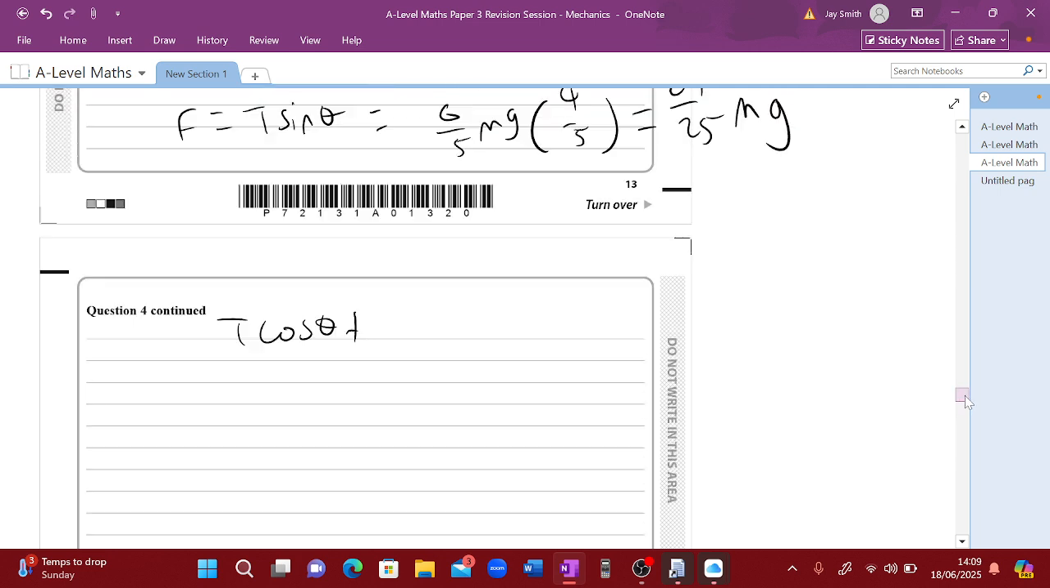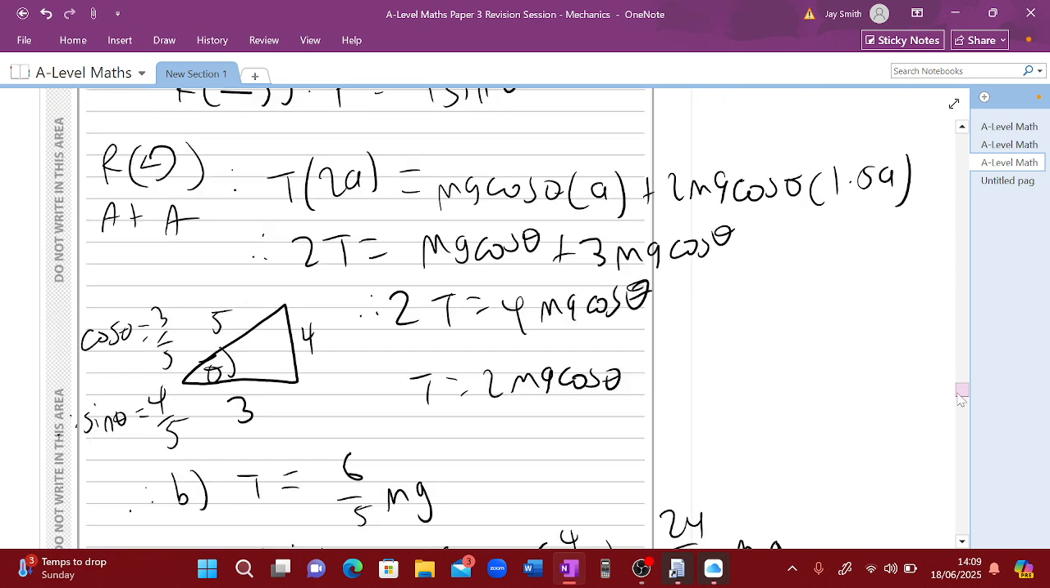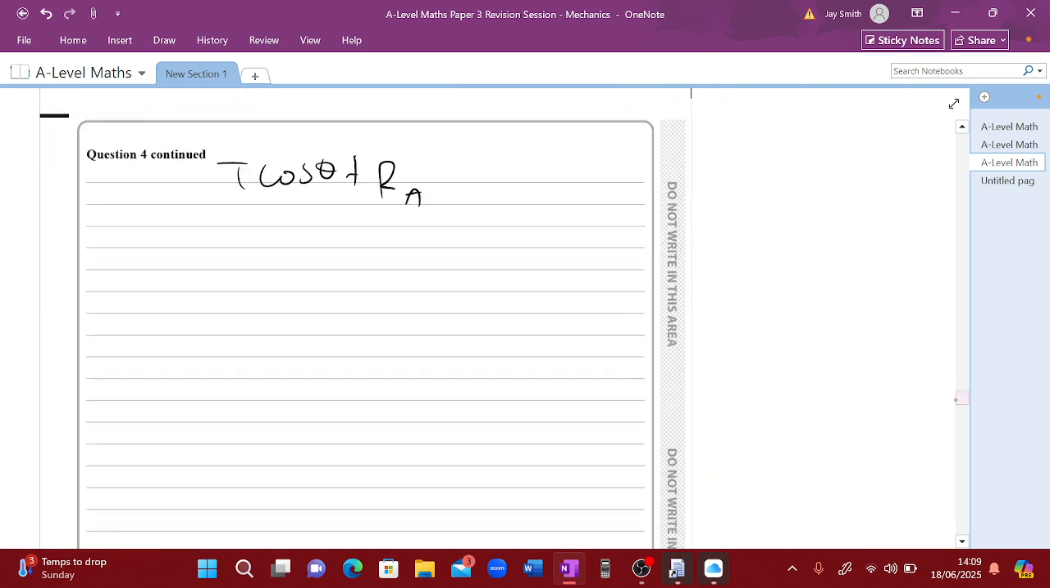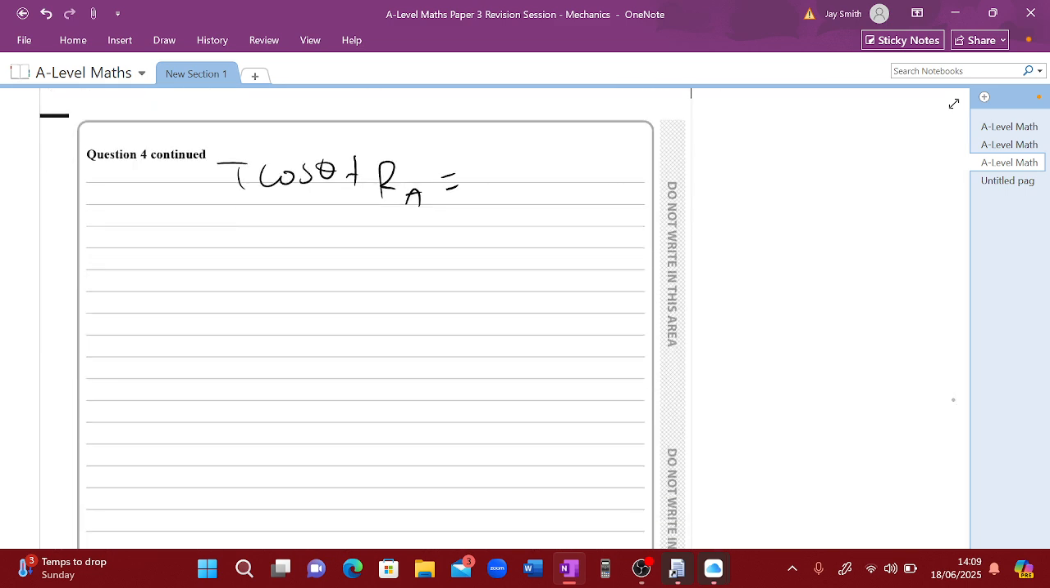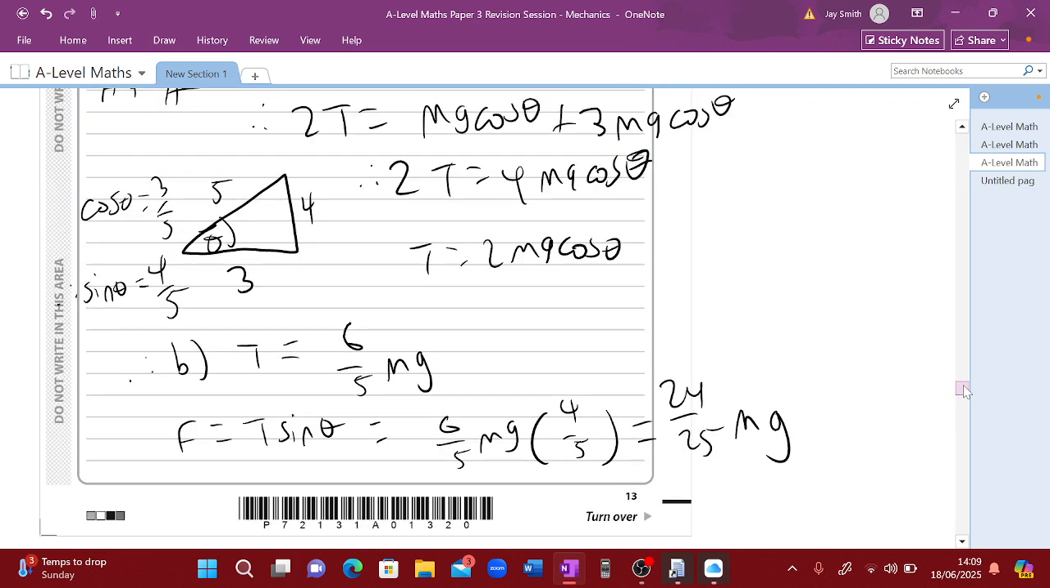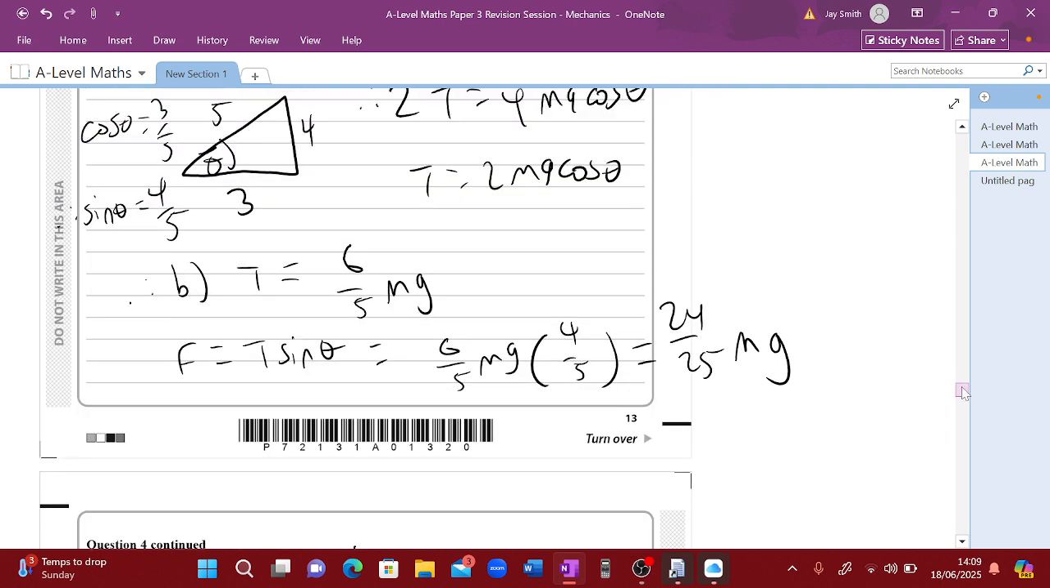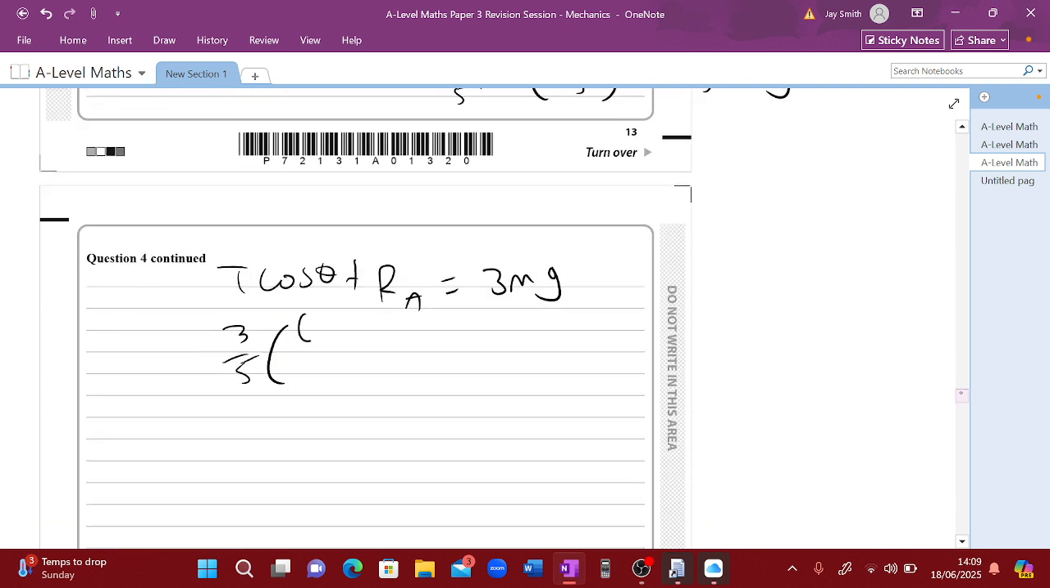I'm not good at substituting cos theta and intercept, so I'm going to rewrite the equation. T cos theta plus Ra is 3 mg. So then cos theta was 3/5, so 3/5 of T. But again, we know that T is 2 mg cos theta. No, T was 6/5 mg, sorry, we simplified it. Add Ra is 3 mg.